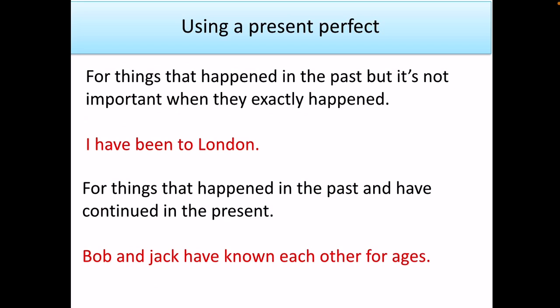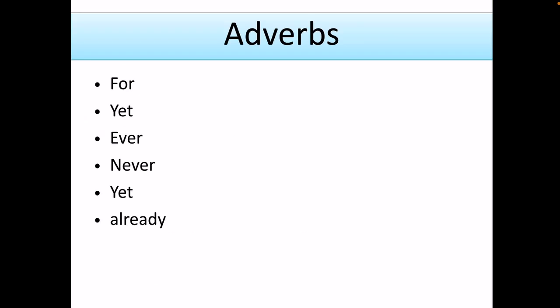So this is how we use the present perfect tense for things that happen in the past but it's not important when they exactly happen, and for things that happen in the past and have continued in the present. Now, we have some adverbs that we use with this tense, for example for, yet, ever, never, already.